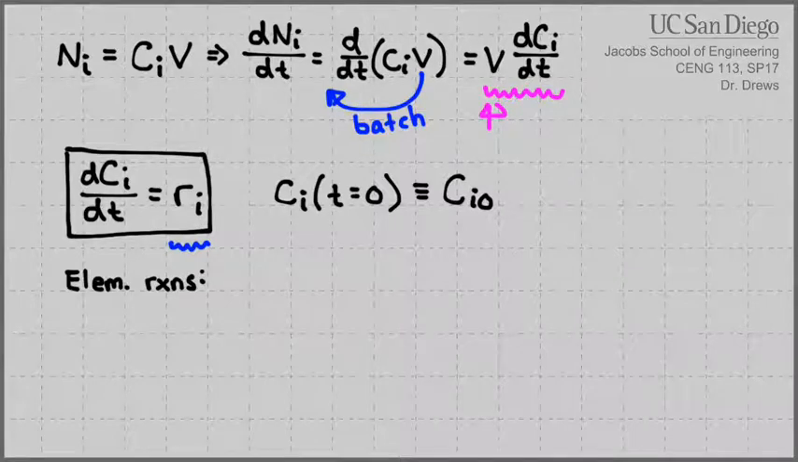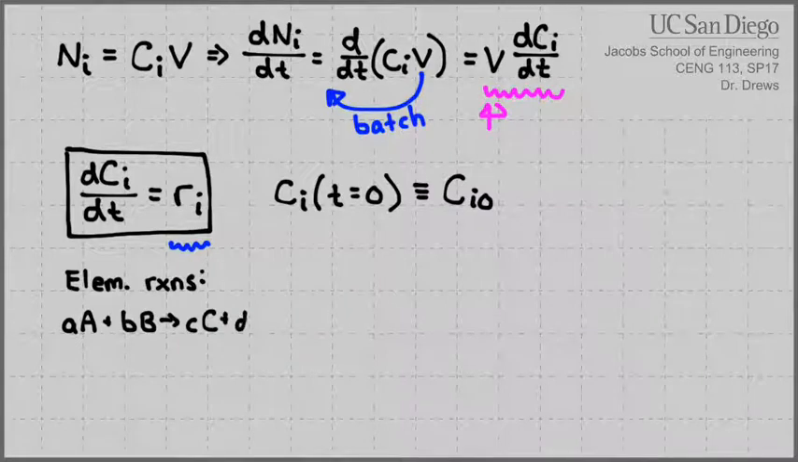So an elementary reaction, if we take the general form A plus B goes to C plus D. First, that is an irreversible reaction because I drew the arrow going in one direction. Next week, we will spend all week dealing with reversible reactions.